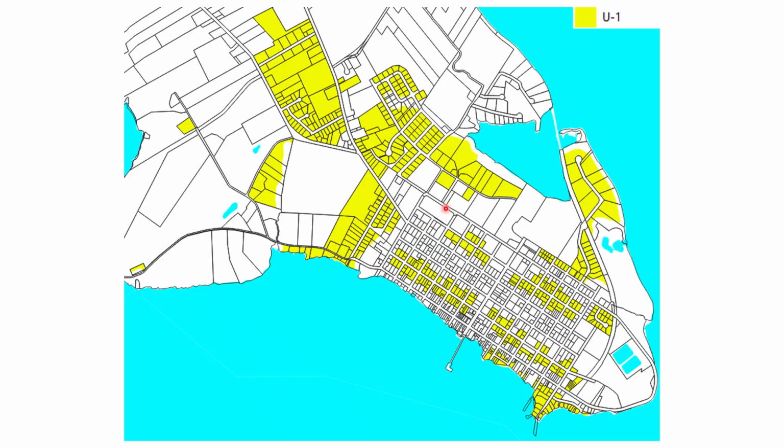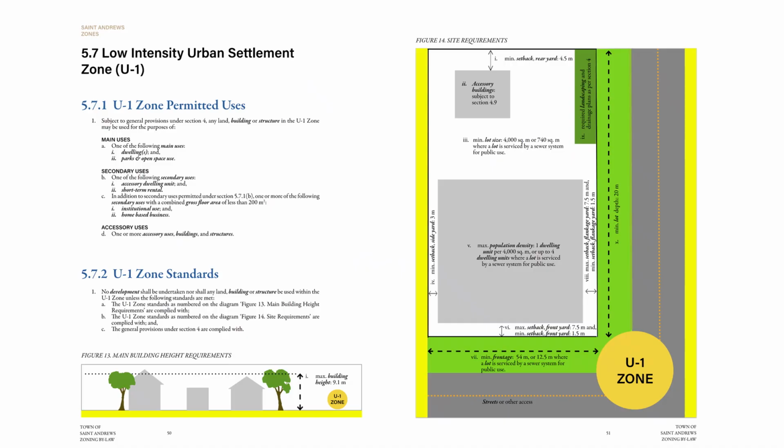So now we're getting into the urban zones. As you can see here, this is kind of all within the former town boundaries. This zone is the low intensity urban settlement U1 for up to 4-unit residential, home-based business, secondary, small scale commercial, and institutional. This zone is very similar to the existing service residential zone. I will actually talk about a comparison of all the zones at the end, but this is quite similar to that zone.